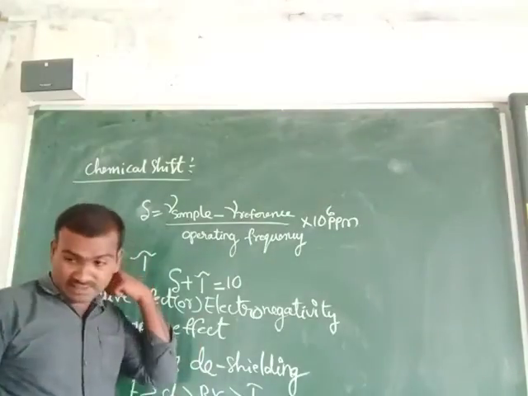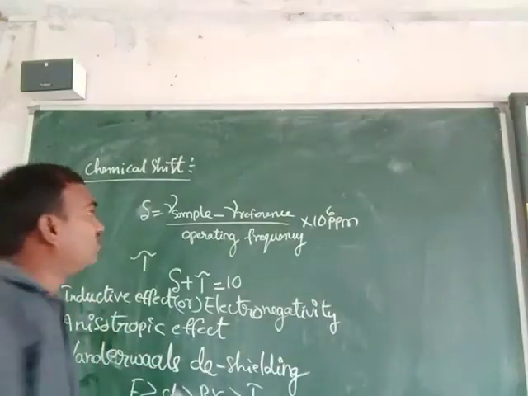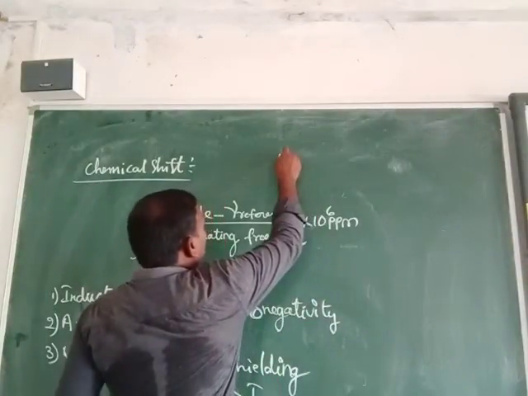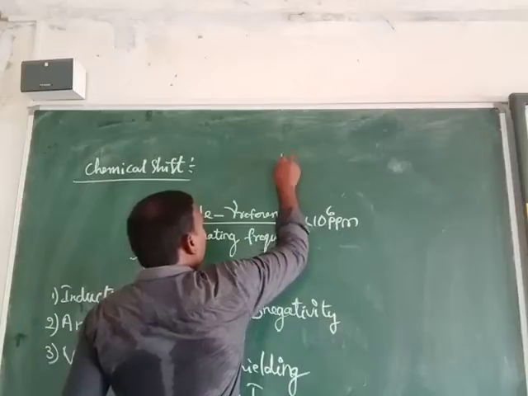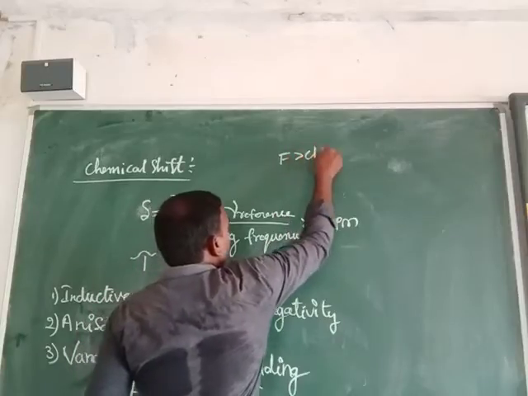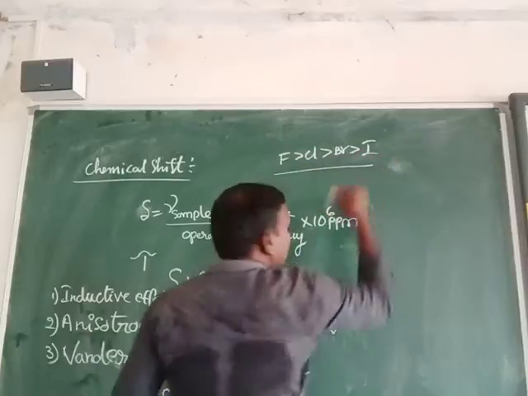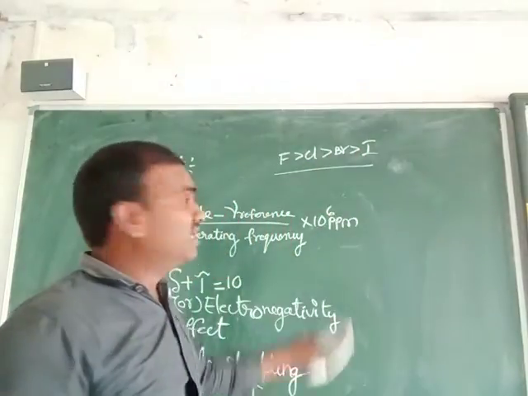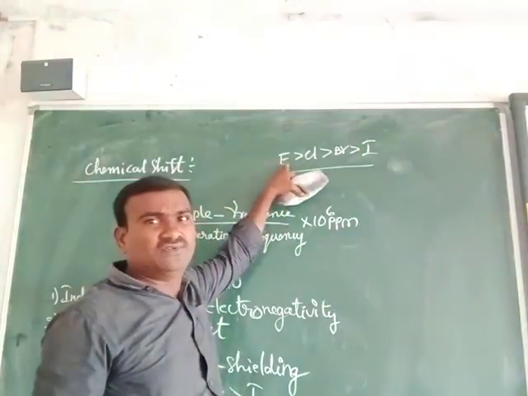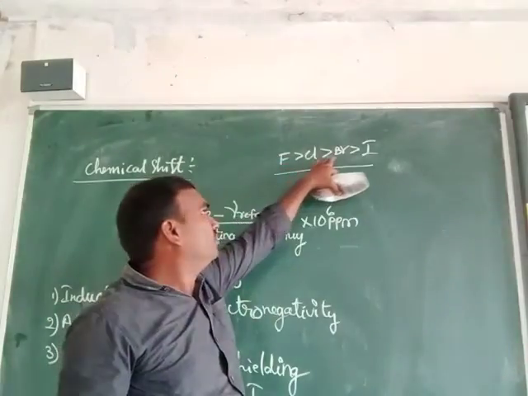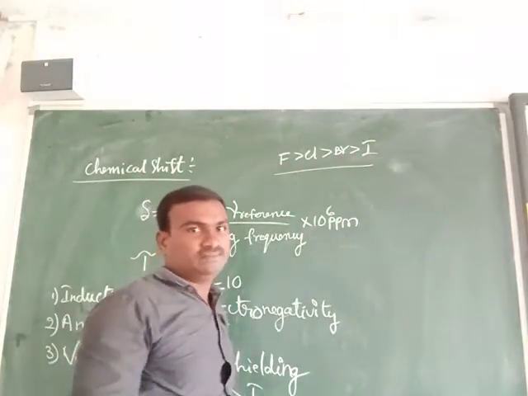So here the order of the electronegativity of the elements is fluorine, chlorine, bromine, iodine. This is the order of the electronegativity of the elements: fluorine, chlorine, bromine, iodine.